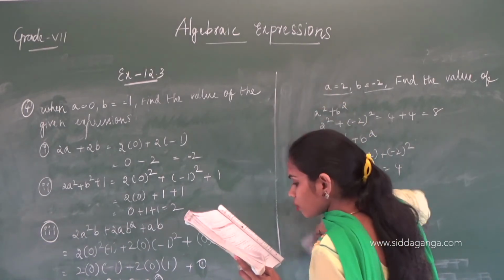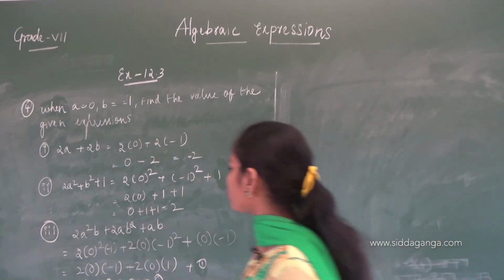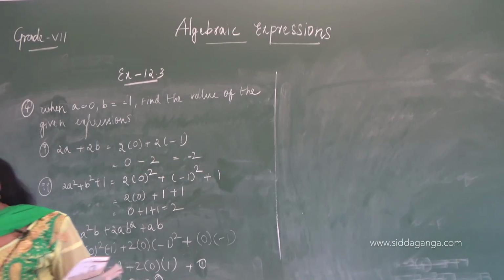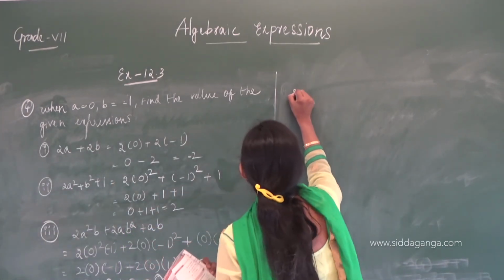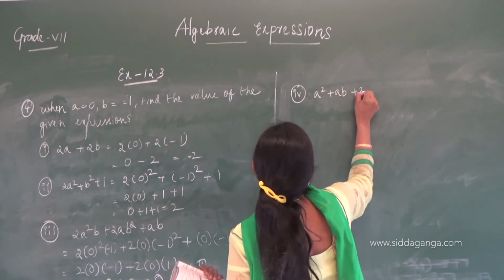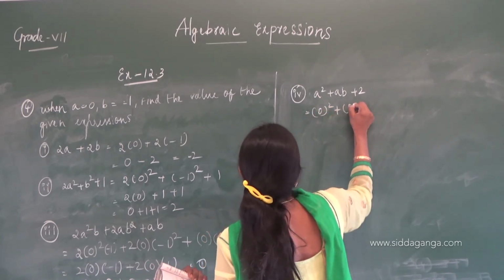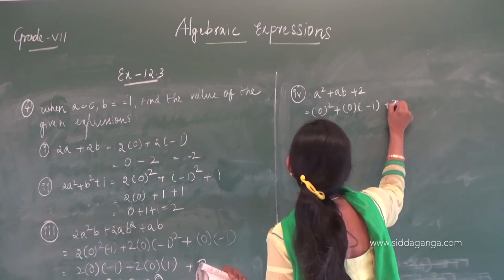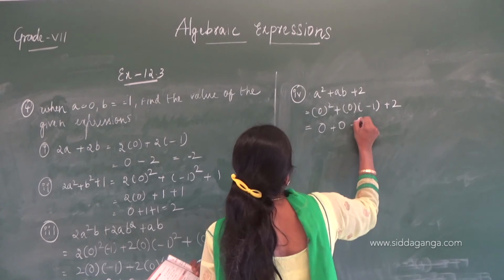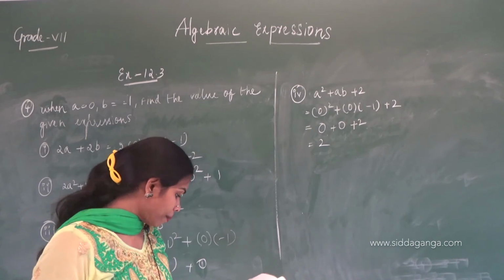Fourth question, a square plus ab plus 2. What is the value of a? 0 whole square plus 0 into minus 1 plus 2. 0 0s are 0. 0 into minus 1 is 0, plus 2. 0 plus 0 plus 2, 2. Okay.